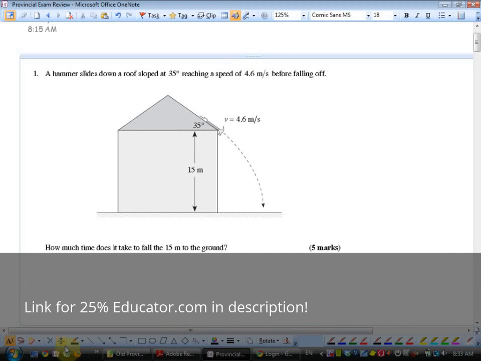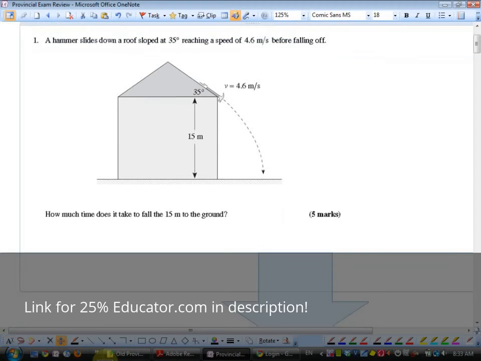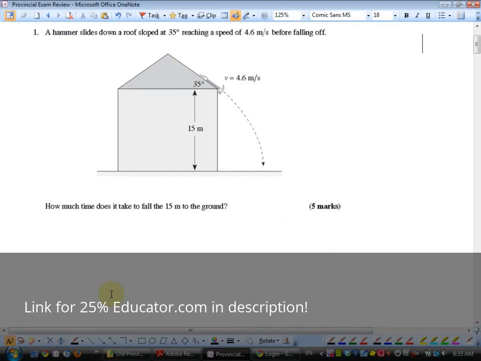So here is the first question. It says a hammer, hopefully you can read, if not, move forward. A hammer slides down a roof sloped at 35 degrees, reaching a speed of 4.6 meters per second before falling off. How much time does it take to fall the 15 meters to the ground? This is a projectile-ish question.